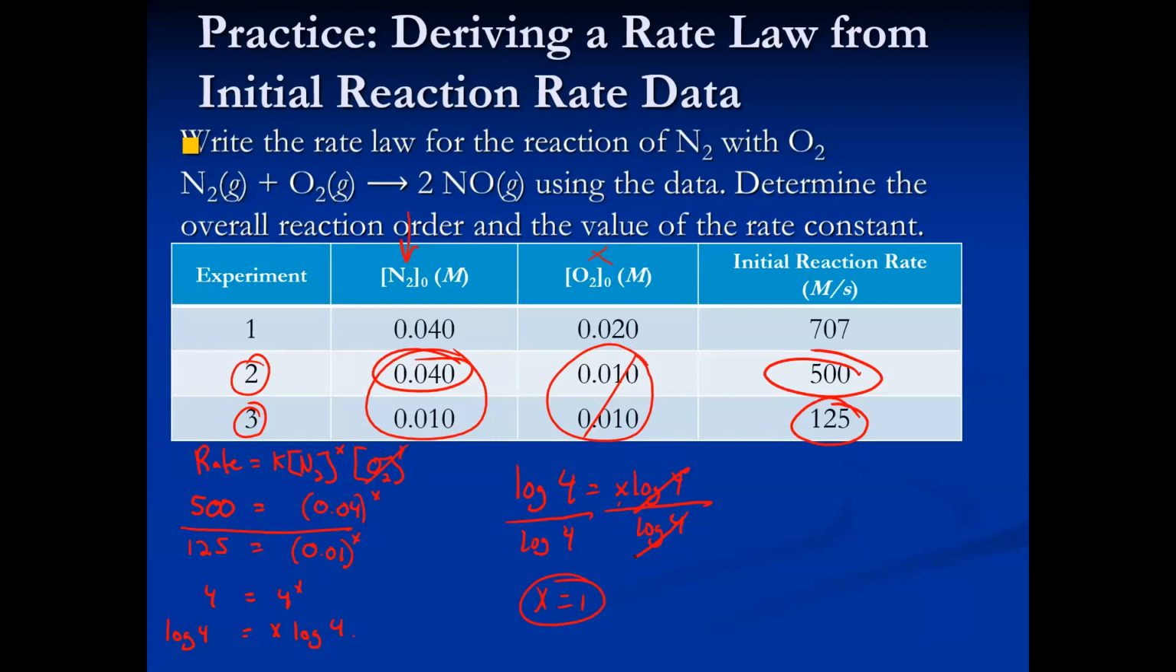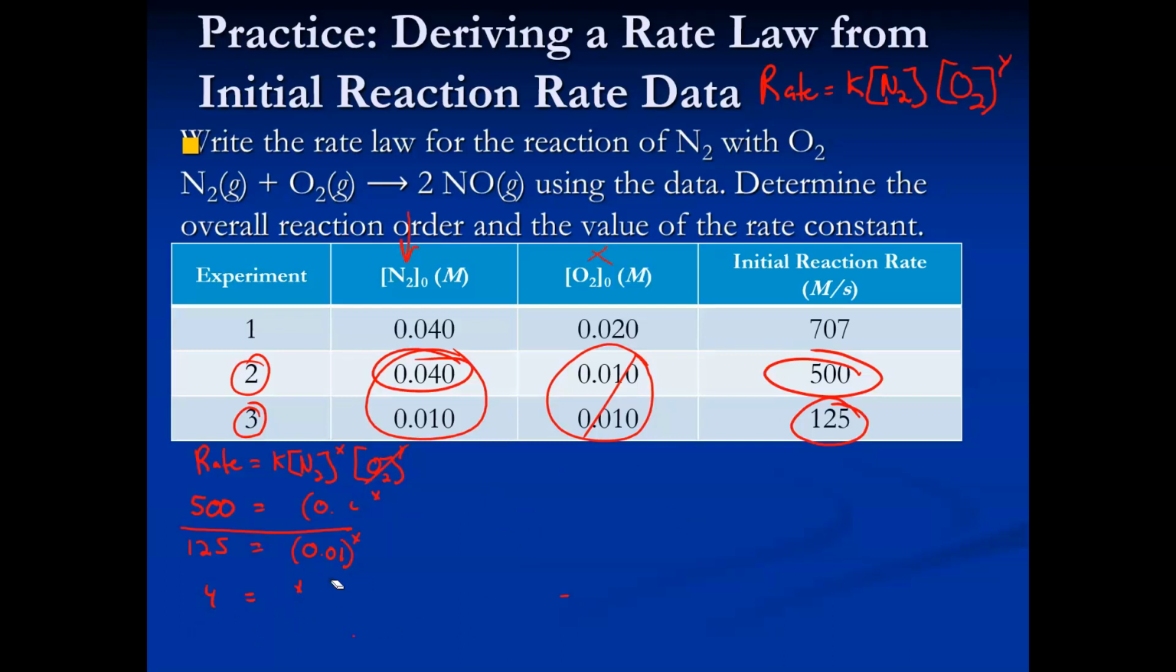Okay, so I'm going to have to erase all this. So now this is what we know. Our rate equals k N2 to the 1. We don't write that one, but I'm just saying it's the 1. And O2 we still don't know. So the next one, I'm going to do without all the math. And again, if you need to look at this math more, look at the pre-lab lecture for experiment 10 and the second lecture that we did on kinetics.